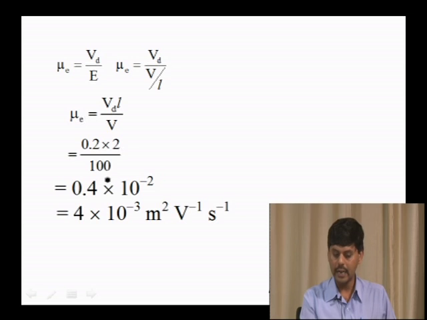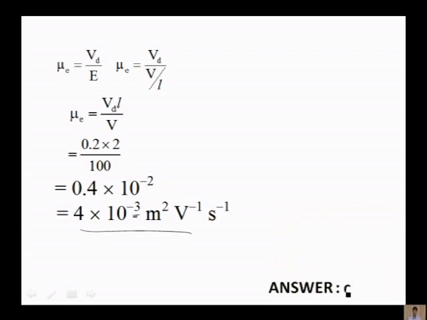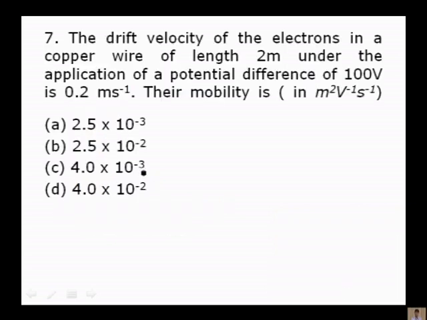This is 100. 100 can be written as 10 power 2. When it goes up, it becomes minus 2. If you shift 4 to this side, it becomes 10 power minus 3. Therefore, the correct answer for this question is C. This is the correct answer.